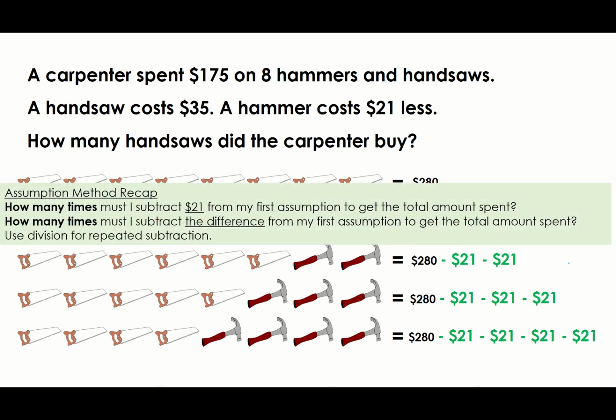I've rephrased the question into: how many times must I subtract $21 from my initial assumption to get the total amount spent of $175? The number of times that I need to subtract $21 will also tell me the number of hammers that are in the 8. Now, to solve the question here, I can also use division for repeated subtraction. So let me show you.